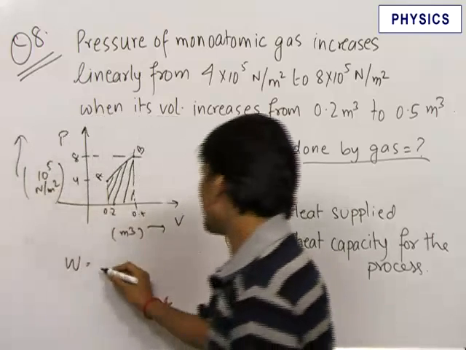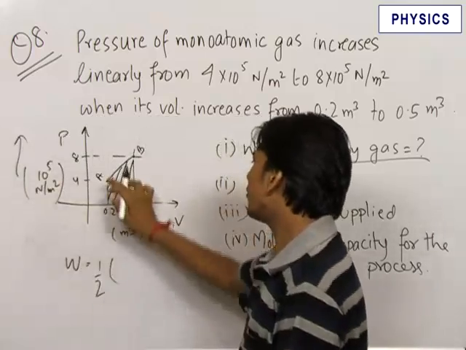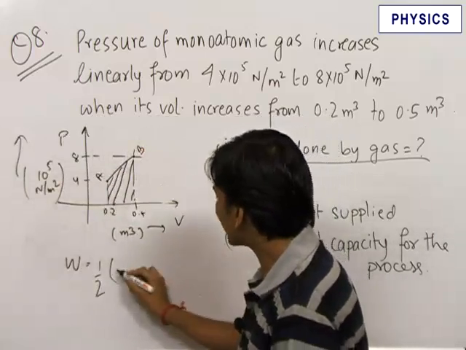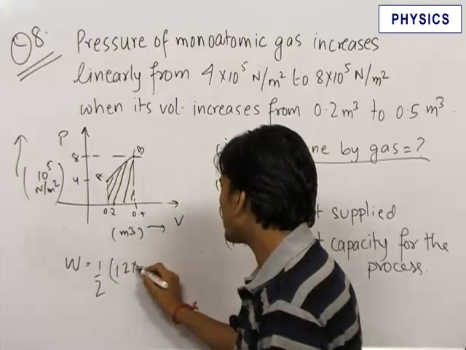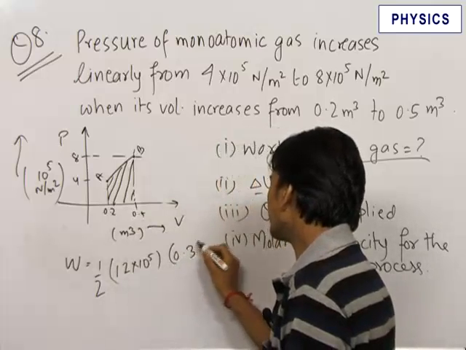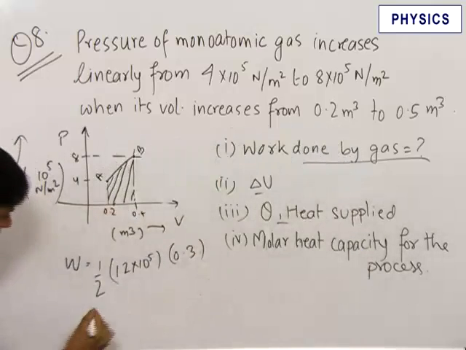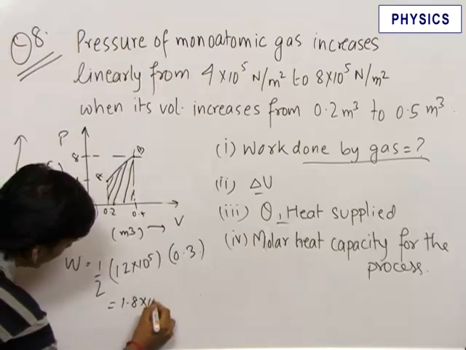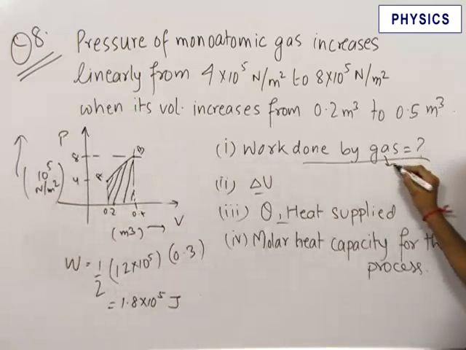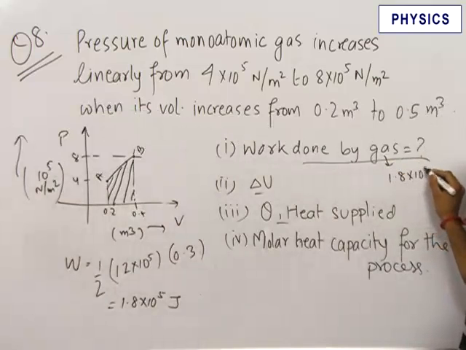Now area of the trapezium is equal to half into sum of parallel sides into the distance between them. The sum of the parallel sides is 12 into 10 to the power 5 newtons per meter square into the distance between them, that is 0.3 meter cubes. This comes out to be equal to 1.8 into 10 to the power 5 joules. So we get the answer for the first part very simply, that is 1.8 into 10 to the power 5 joules.